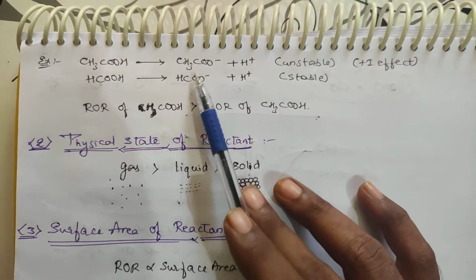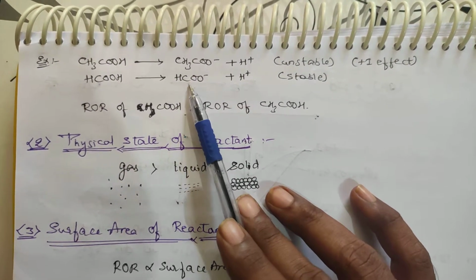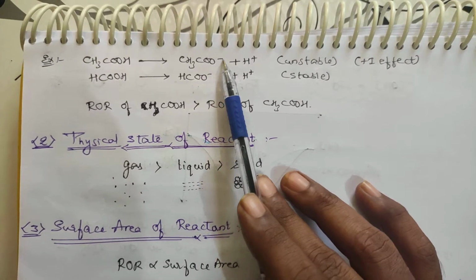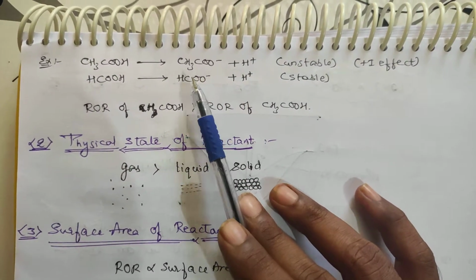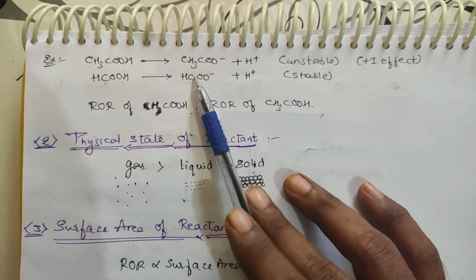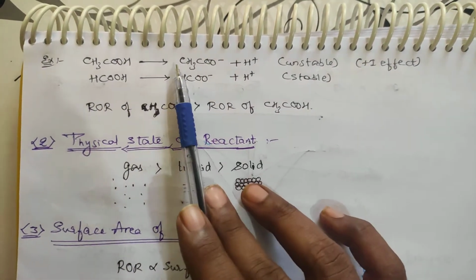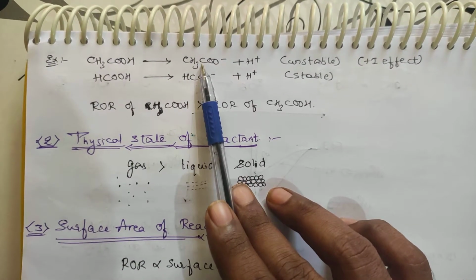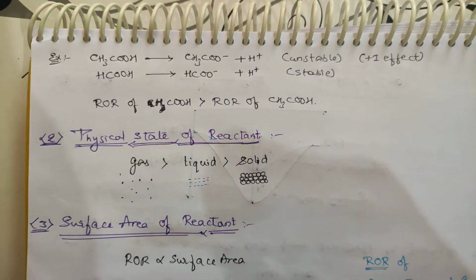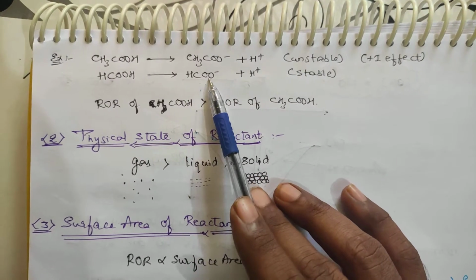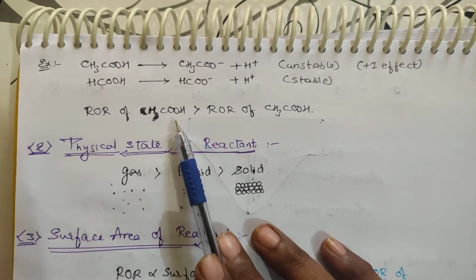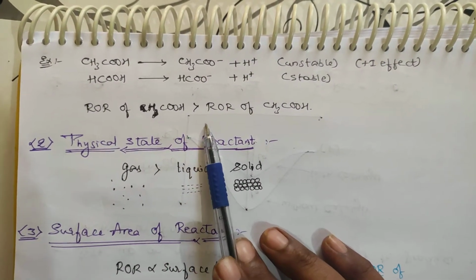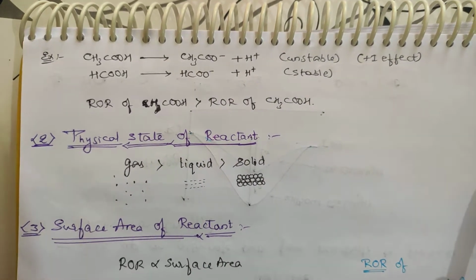Compared to this one, it is less donating, so these electrons will be highly reactive and this one is low reactive. So this is stable. When the product is more stable, the reaction will occur easily. Here, the product is highly unstable, meaning the reactant is more stable, so this one will not be formed easily. Among these two, HCOO minus is more stable. So the rate of reaction of formic acid is greater, or faster, compared to the rate of reaction of acetic acid.